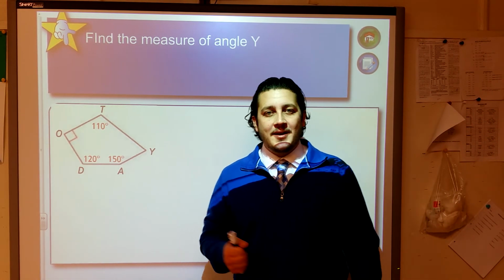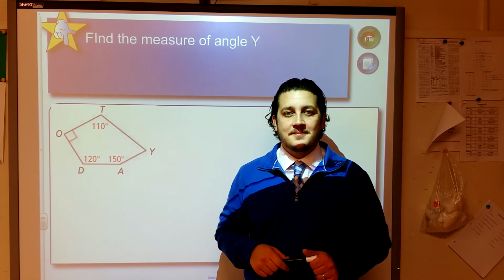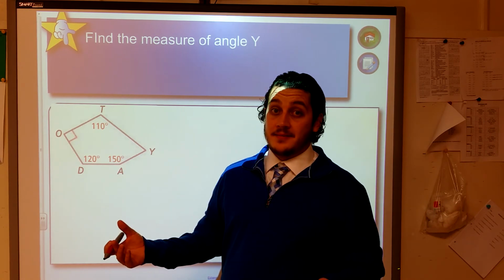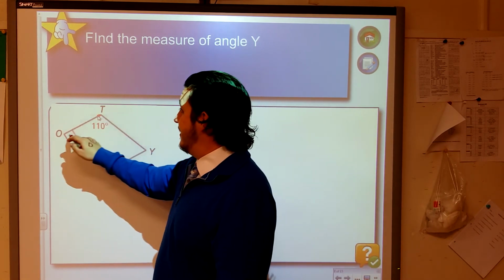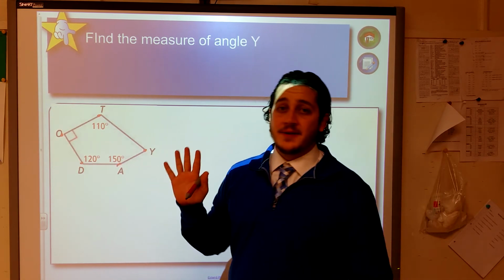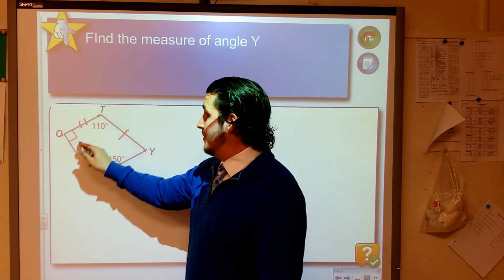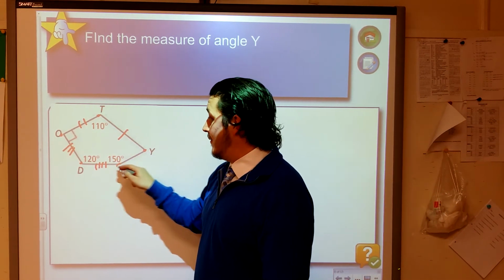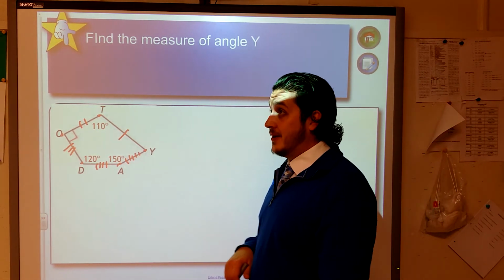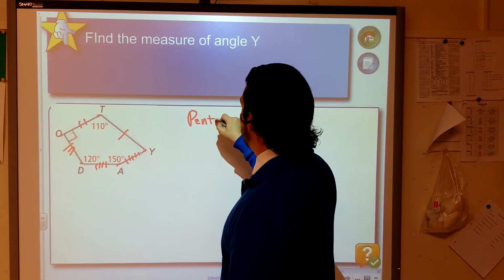First thing we need to think about here is what type of shape do we have here? Let's count. We've got 1, 2, 3, 4, 5 vertices, which means it's a 5-sided figure. Pentagon.